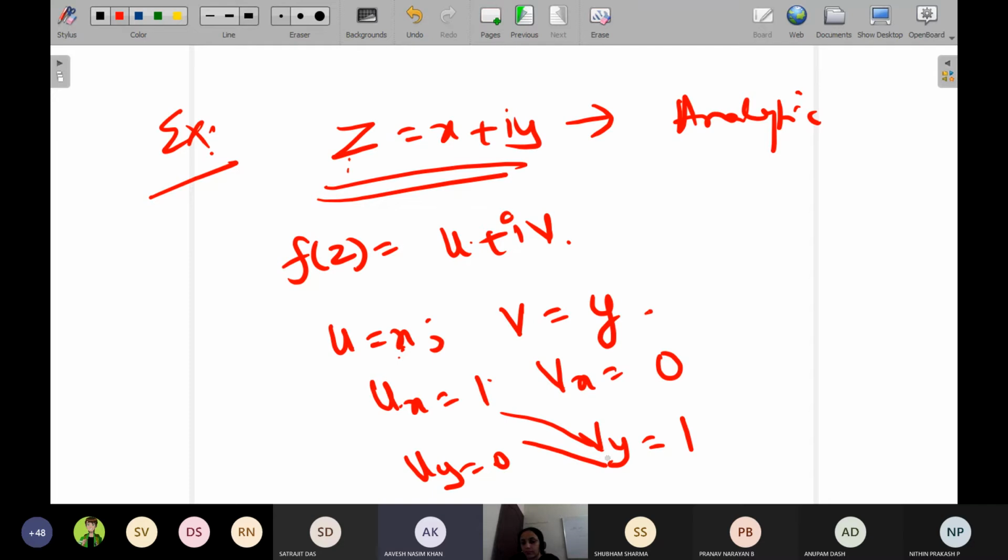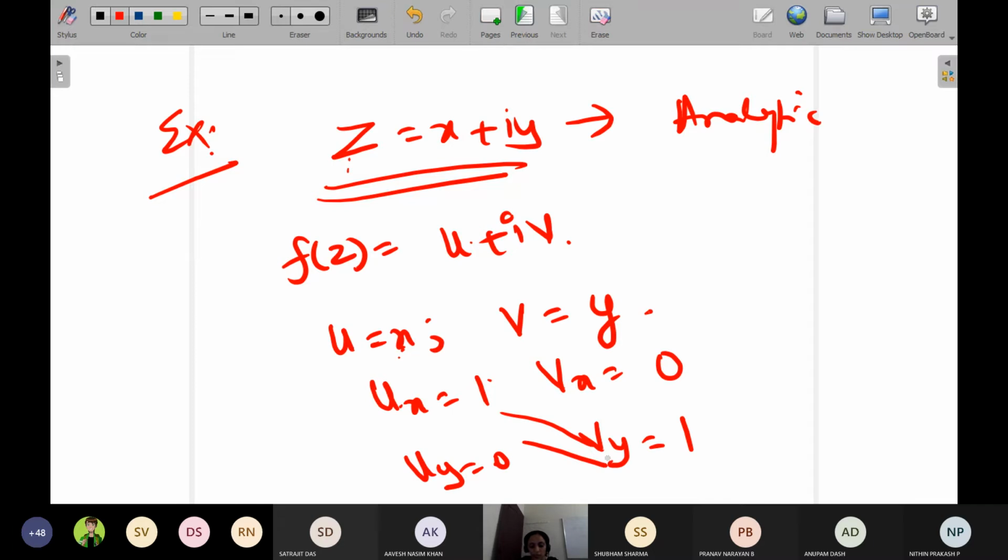Yes, ma'am. So z is what function? An analytic function. So simple problems like this will be given. Simple equations will be given. You have to just check the analyticity.